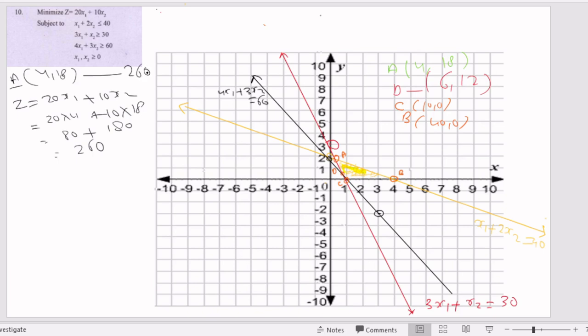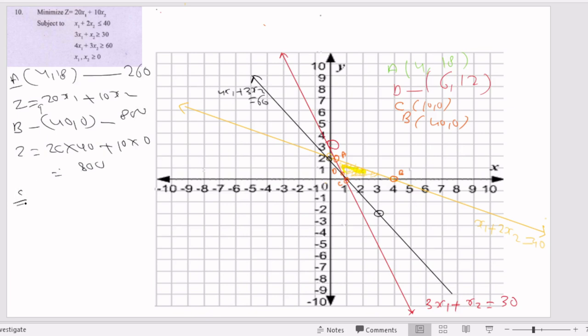Let's check the same at point B. Point B is 40, 0. Let's substitute in the equation. Z is equal to 20 into 40 plus 10 into 0, that is equal to 800. So at point B, we have 800. Let's see the same at point C. Point C is 10, 0. Substitute in the equation: Z equal to 20 into 10 plus 10 into 0. So 200.